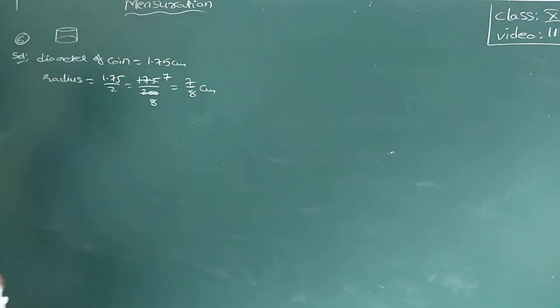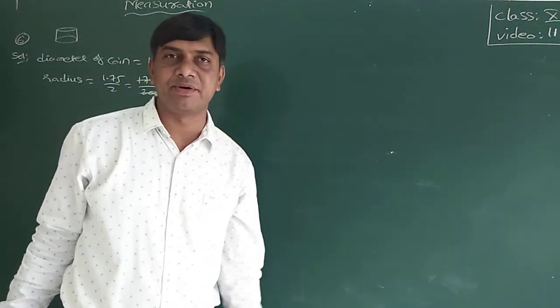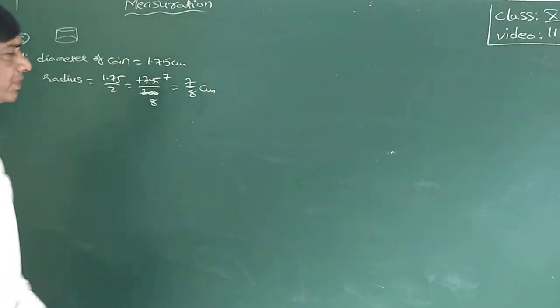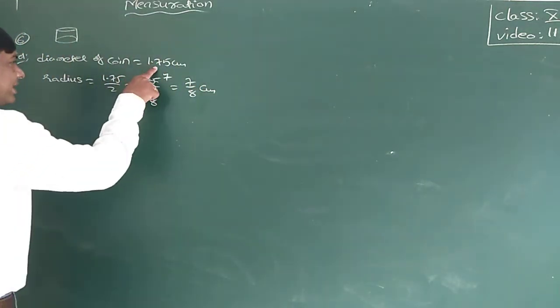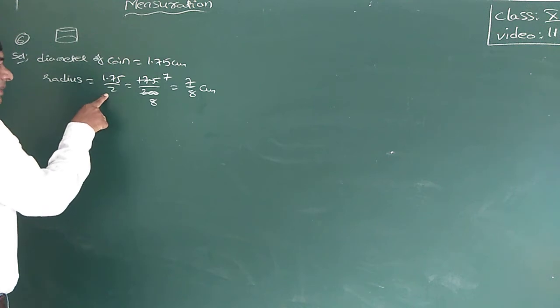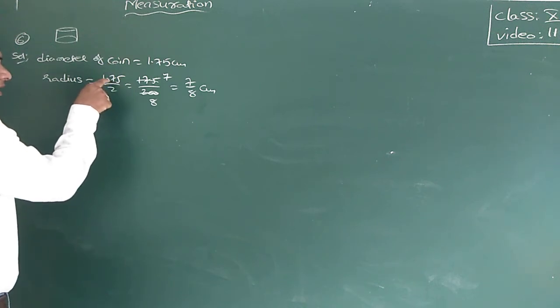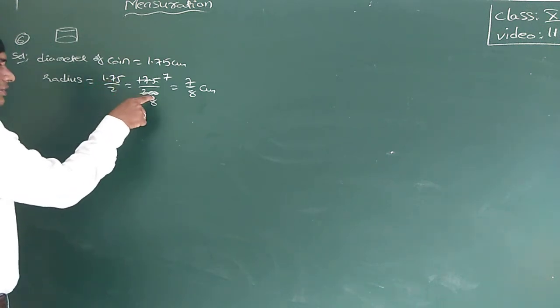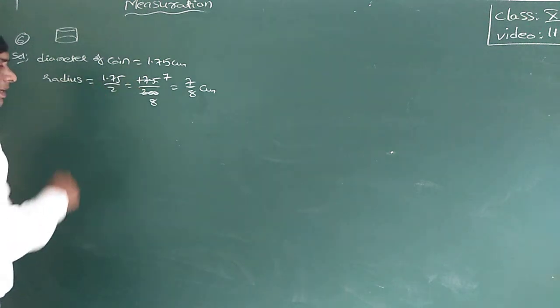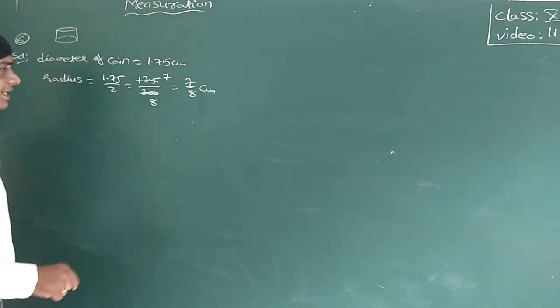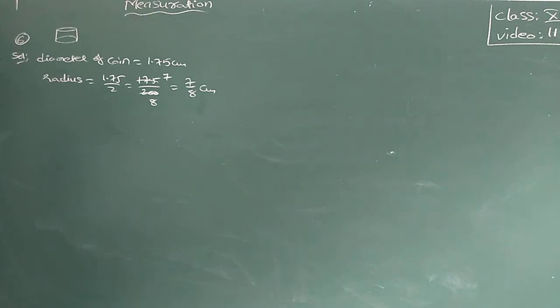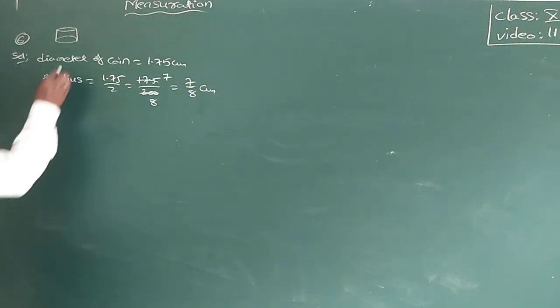After cancellation we get the simplest value. 25 7s are 175, 25 8s are 200. The radius is half the diameter, 1.75 by 2. Since there are 2 digits after the decimal point, I removed the point and took 2 zeros, so it became 175 by 200. Cancelling, we get 7 by 8 centimeters, the radius of the coin. And the thickness is nothing but the height.